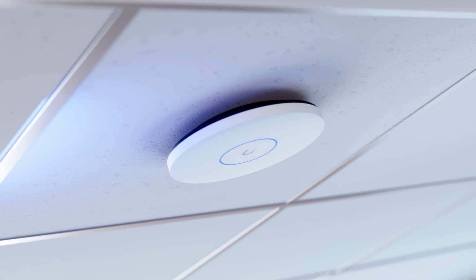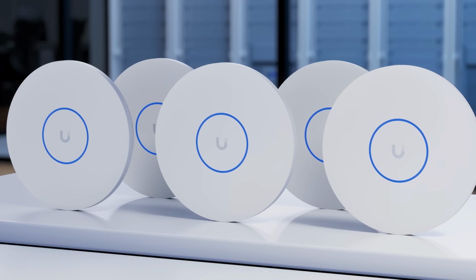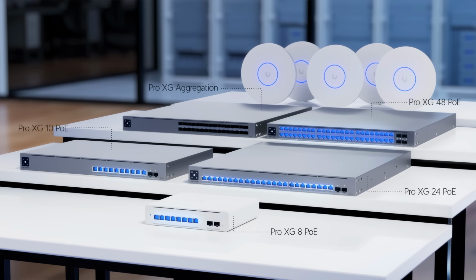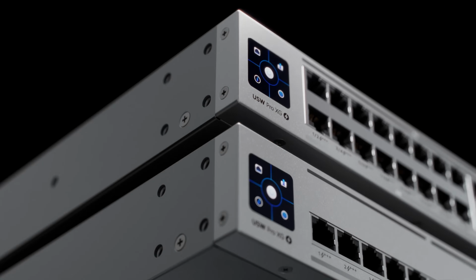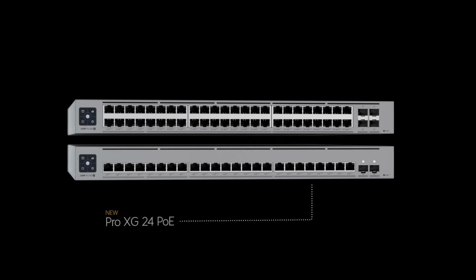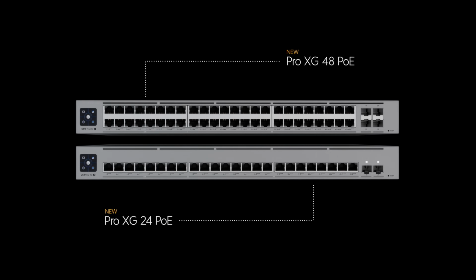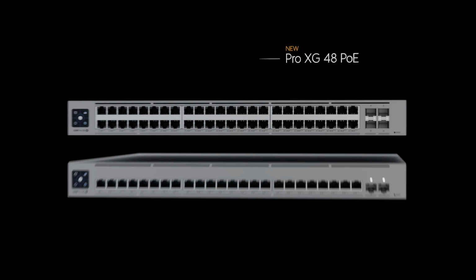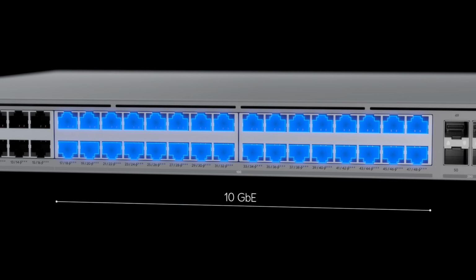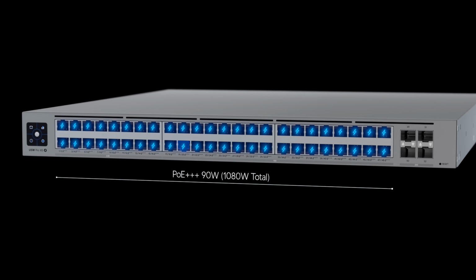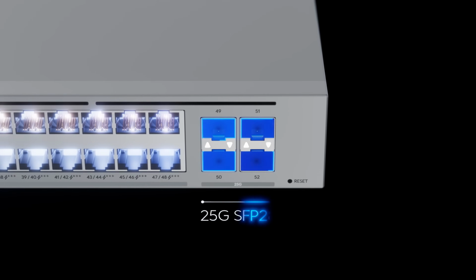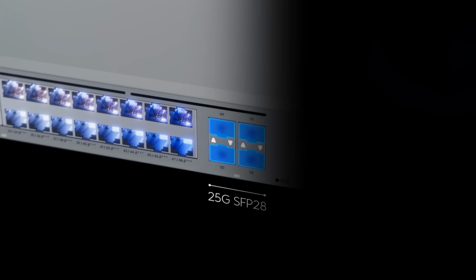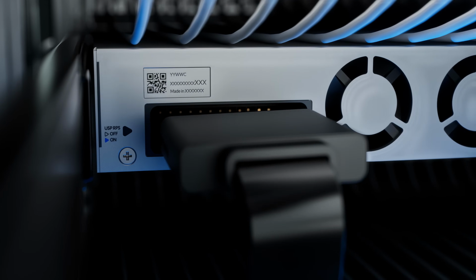Engineered to unlock the full potential of our ProXG access points, we're proud to begin shipping the new ProXG Switch lineup. Let's start with our performance models. The ProXG 24 and ProXG 48 deliver powerful features, including 10 gigabit Ethernet, PoE++ with up to 90 watt output, EtherLighting, 25 gigabit uplink support, and Unify redundant power backup compatibility.